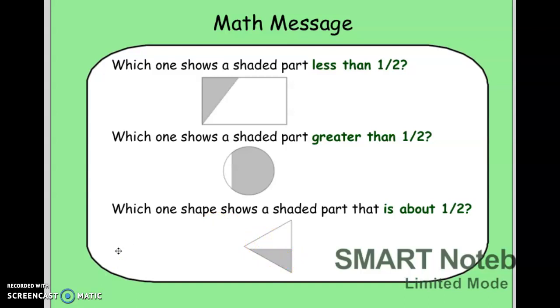Can you compare the shaded parts of each shape to one another? Think about the shapes before you answer. That's right, you can't. To compare fractions, the whole must be the same size. Clearly, rectangles, circles, and triangles are not the same size.